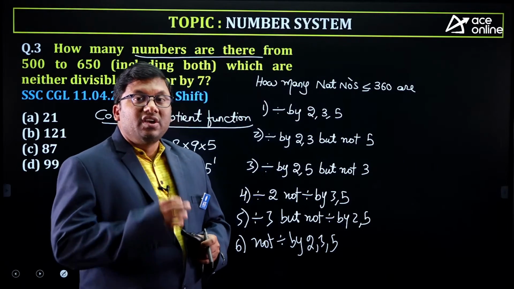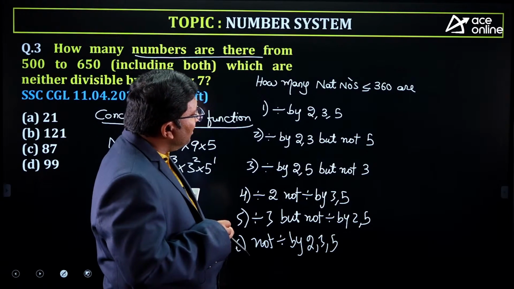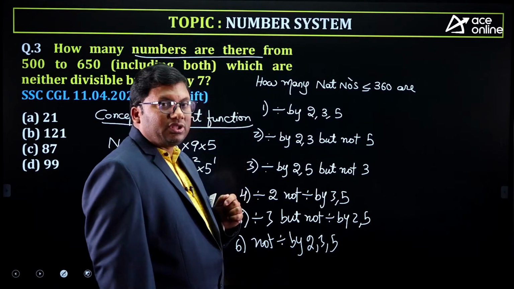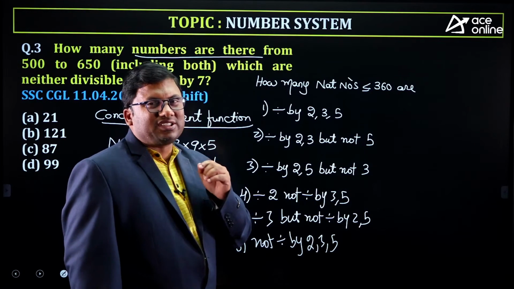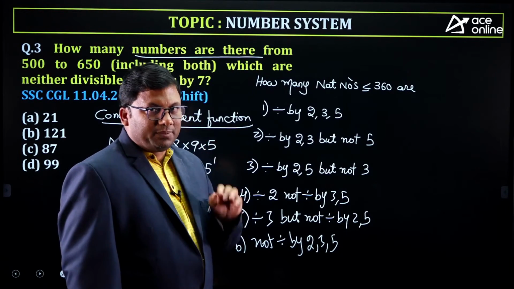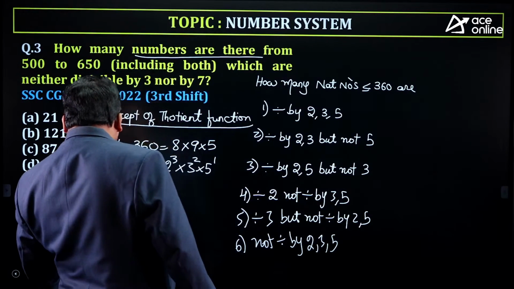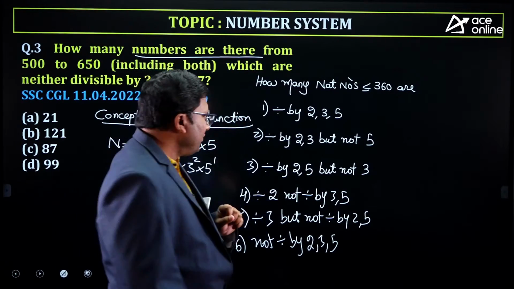These 6 questions, we will solve very logically. How many natural numbers less than or equivalent to 360 are divisible by 2, 3, 5? Are divisible by 2, 3 but not 5? First 3 questions, if you understand, then the rest of the questions you can solve at your fingertips. Let us see this question. We will not use any concept of Venn diagrams here.